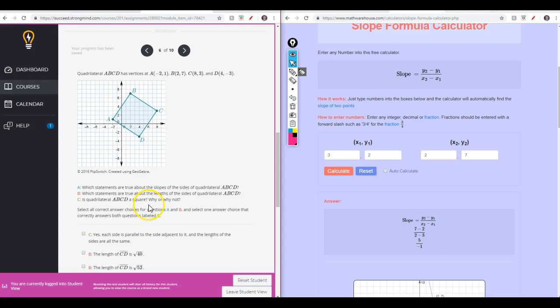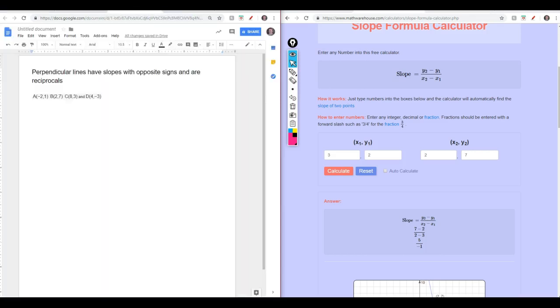So again, squares have side lengths that are all the same, and they have adjacent side lengths that are perpendicular. Since this wants the slope and the length of each segment, I'm going to copy the coordinates and put them on a doc to keep track. So AB, BC, CD, and segment AD. We're going to want the slopes for each of these and the distances for each of these.